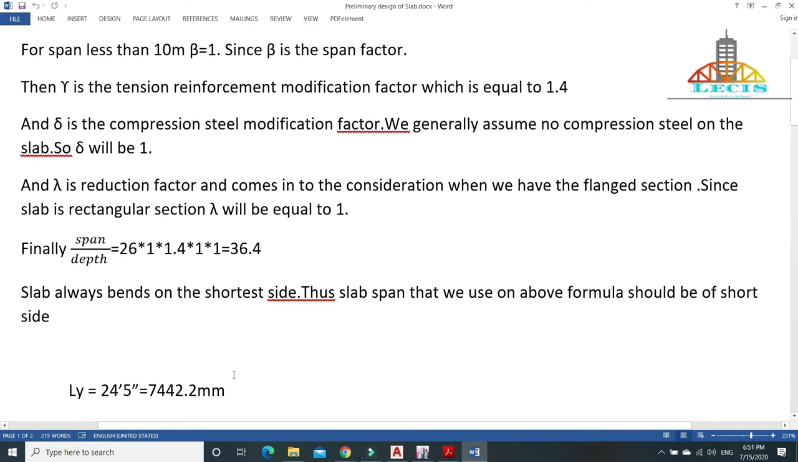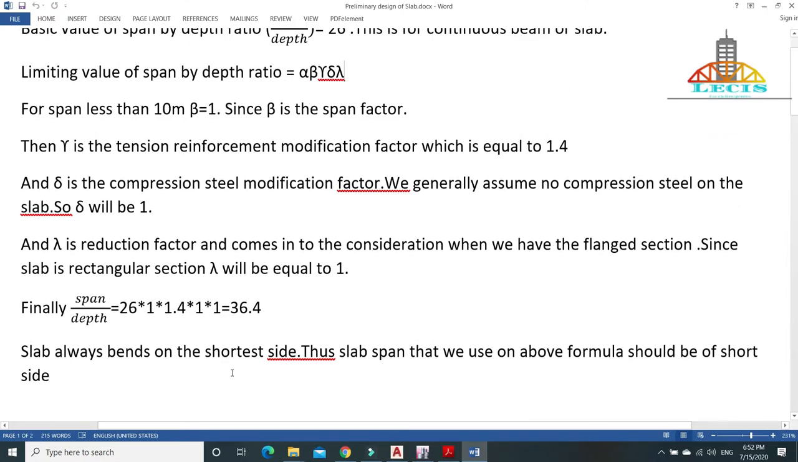If you have watched our previous videos, you understand that a slab always bends on the shorter side. Since more slab loads are transferred to the longer edges, the slab always bends on the shorter side. So just make sure that you watched our previous videos. Since the slab bends on the shorter side, the slab span that we use in this formula should be of the short side.